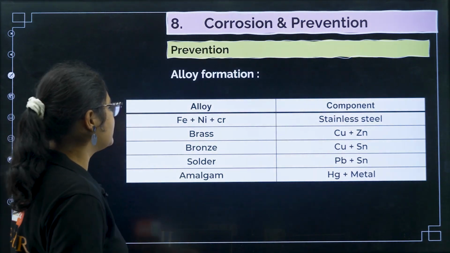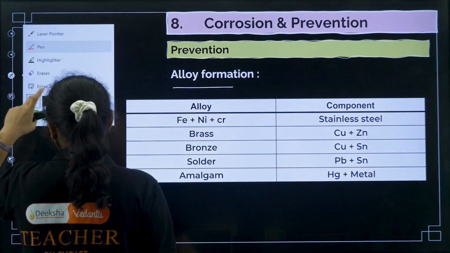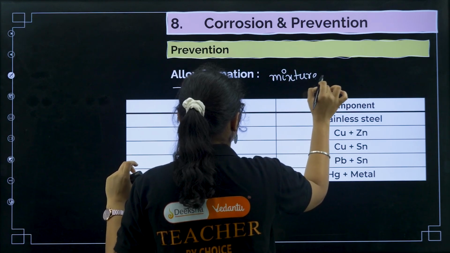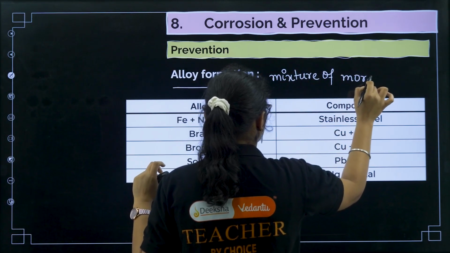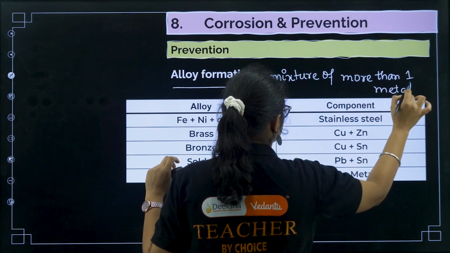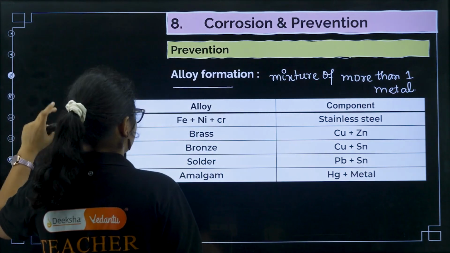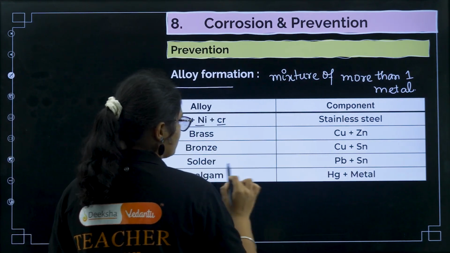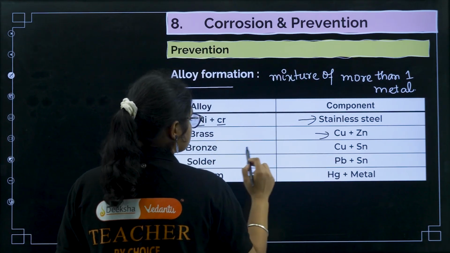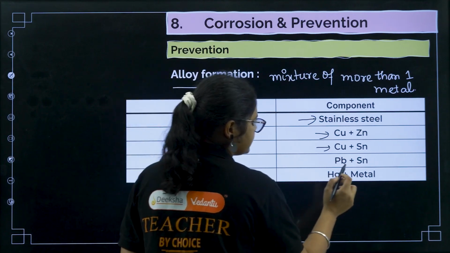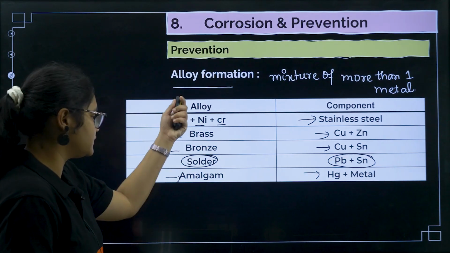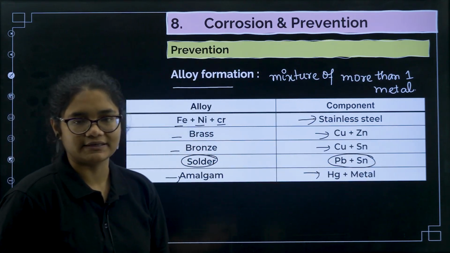Next, coming to alloy formation. So what is an alloy? An alloy is a mixture of more than one metal. Here we have some examples. Iron, nickel and chromium is called stainless steel. Brass is copper and zinc. Bronze is copper and tin. Solder is an example of lead and tin, and amalgam is an example of mercury and metal. These are the alloy names and these are the corresponding elements.